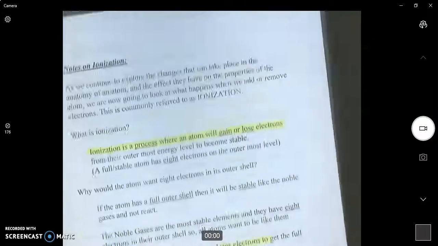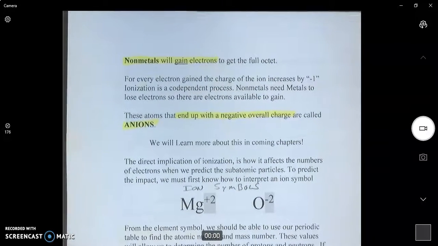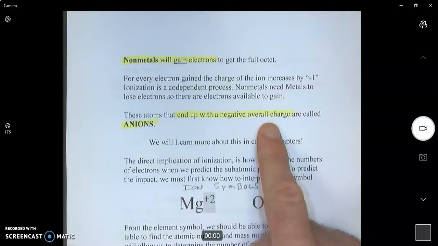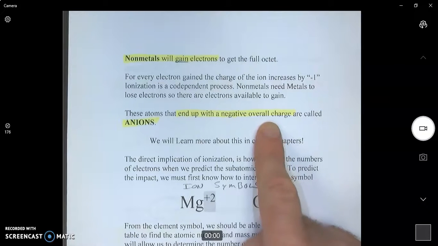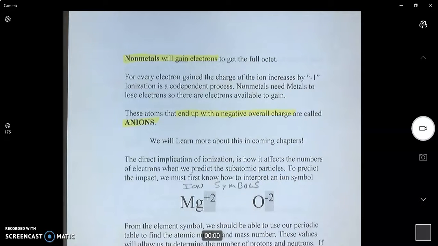On the flip side, nonmetals gain electrons. They end up with a negative overall charge, and we refer to those negatively charged ions as anions. In our bonding unit, we're going to learn how metals and nonmetals work together to make ions. Metals need to lose, nonmetals need to gain. The metal will give its electrons to the nonmetal, and then they'll both be happy. They scratch each other's back, so to speak.